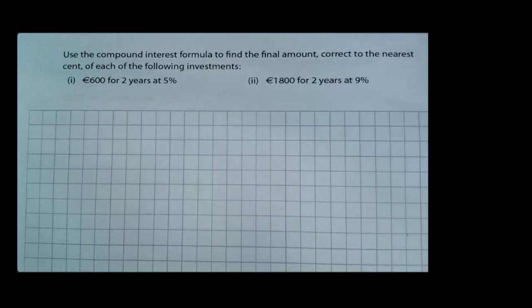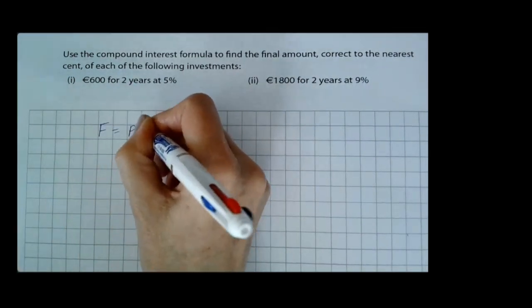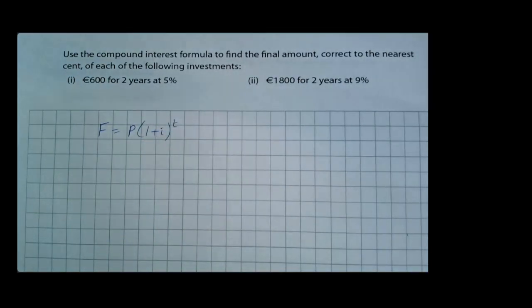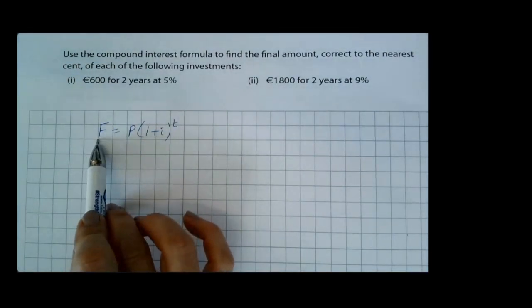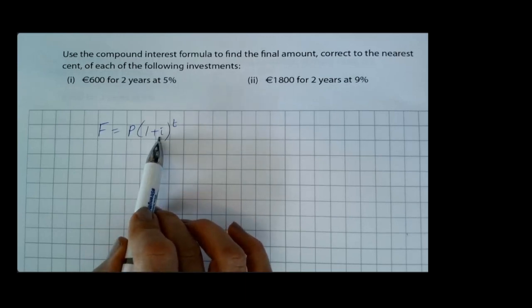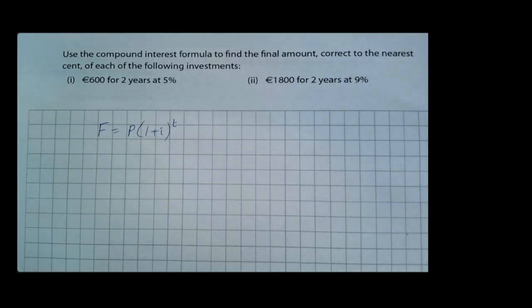Okay, let's take a look at this question. Now, this question is asking me to use the compound interest formula to find the final amount of each of the following investments. All right, so let's get our compound interest formula written up here, from our log tables, of course. F is our final value, P is our principal value, what we're starting off with. I always has to be put in decimal form for the rate, remember, and T is the time. Here in this case, we're talking about years.